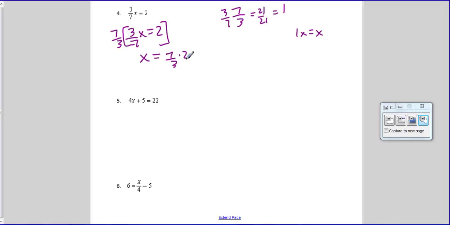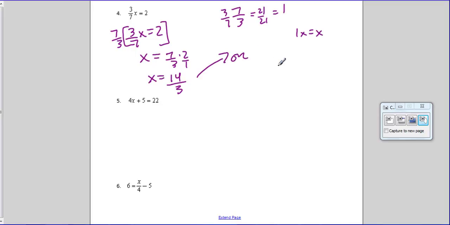Well, 7 over 3 times 2 is the same as 7 over 3 times 2 over 1, because 2 is the same as 2 divided by 1. So this is just x equals 7 times 2, which is 14, over 3 times 1, which is 3. So x is 14 over 3.